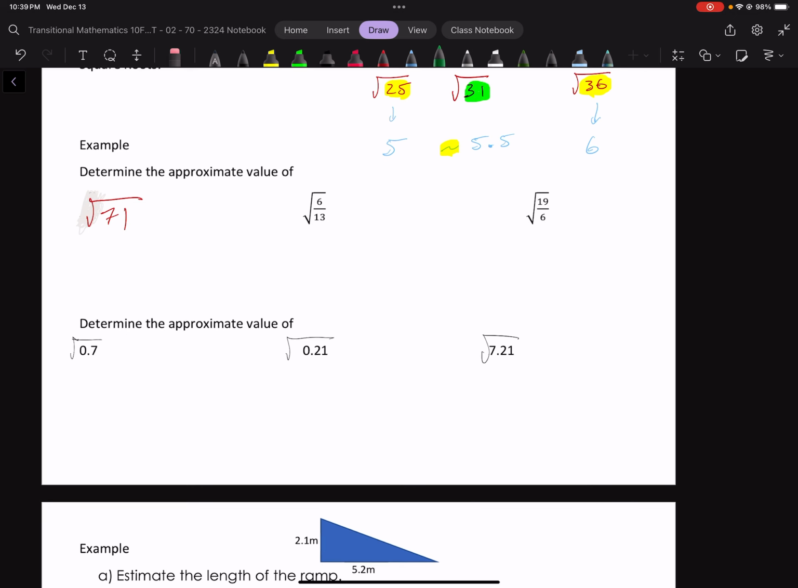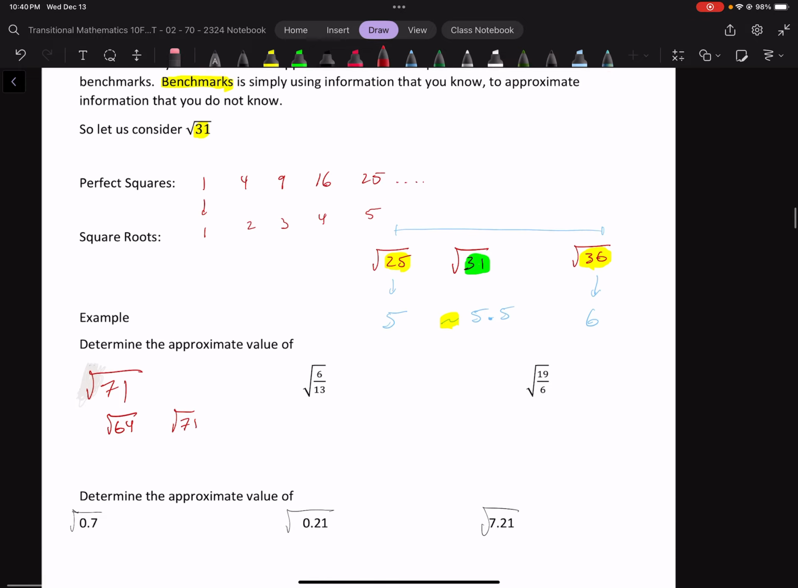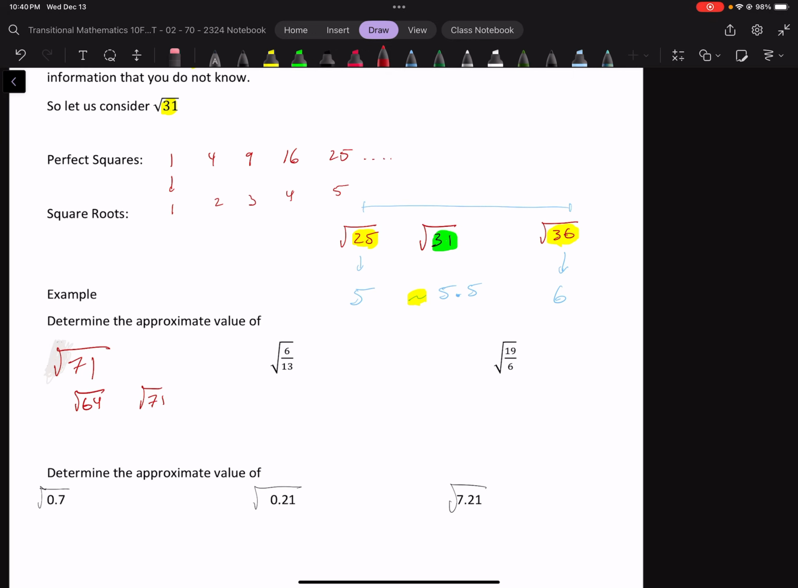So now we're going to determine the approximate value of the square root of 71. The first thing I'm going to do is simply write the square root of 71. And then I'm going to try to pick the next perfect square just below 71. So I look on my magic list, and what is the perfect square that is next lowest to 71? It's actually 64.